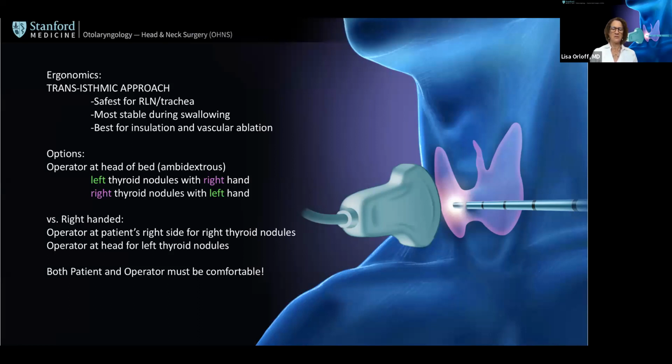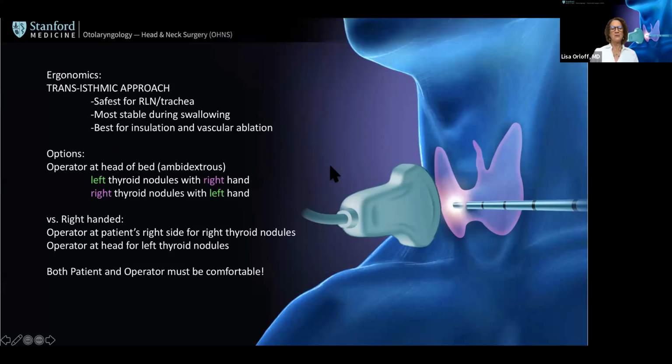And since this procedure typically requires anywhere from 15 to 30 or more minutes to perform, the patient will definitely be swallowing repeatedly as well as breathing and moving somewhat, but the probe can be stabilized by transmitting it through the isthmus of the thyroid. The isthmus also provides insulation and some vascular ablation in the course of radiofrequency ablation.